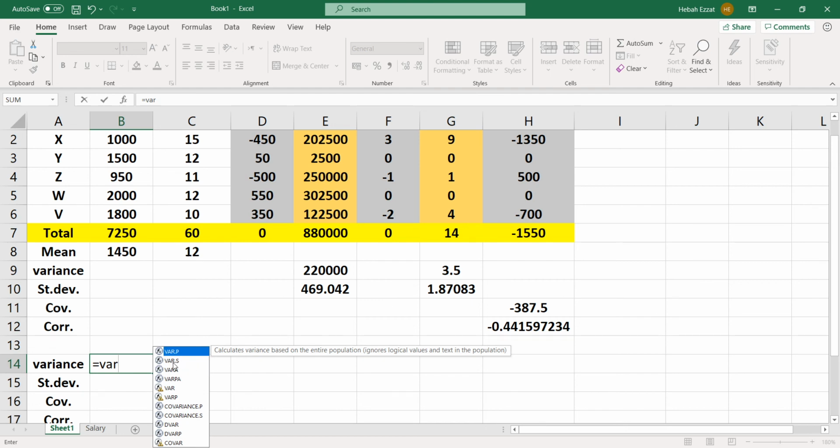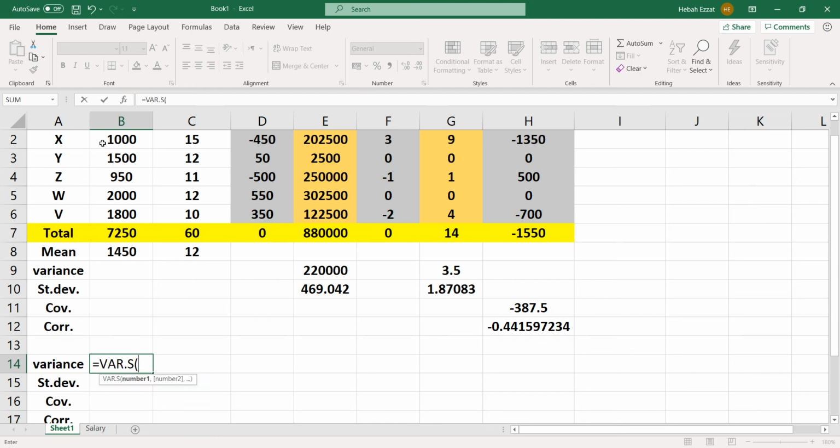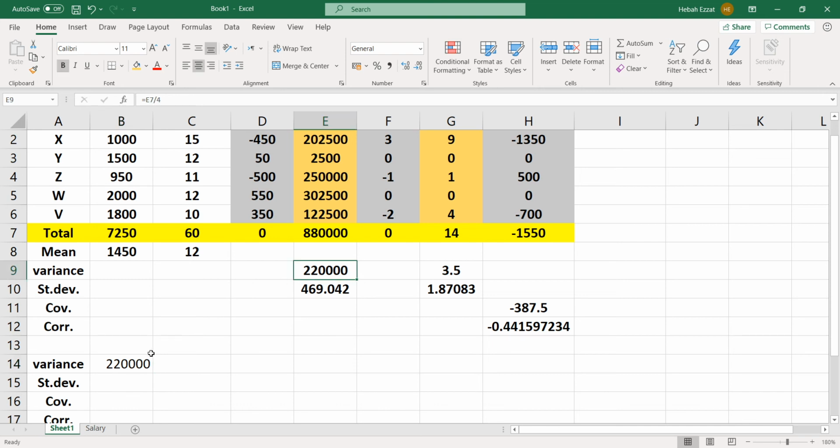We'll select var.s. var.p refers to the population, and of course we are considering a sample, not a population. So I will select the function var.s and simply again select the range of our data, close the bracket and press enter. You can notice that this value equals the value we have calculated after following these steps.